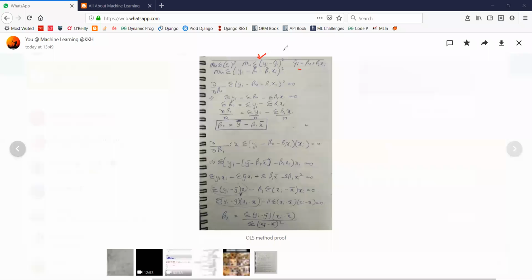So what happens? This minimum error, yi minus yi, I mean actual minus predicted. This square of the error is common for all kinds of problems. Even if it is not a straight line or anything else, this will hold true to minimize the error.